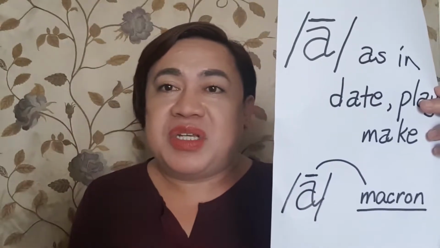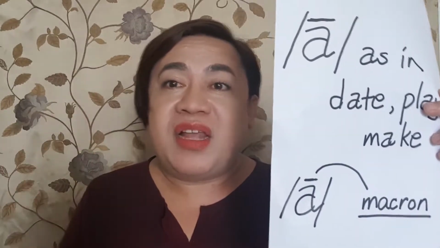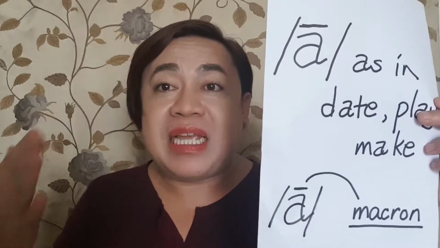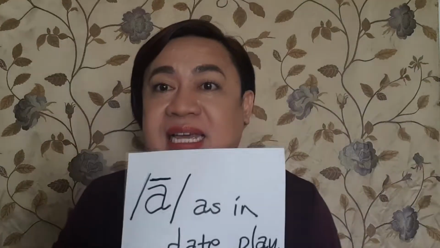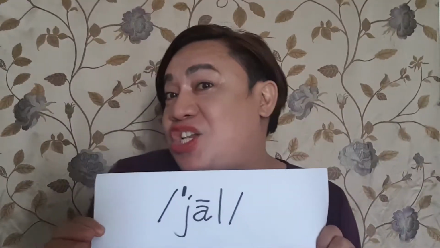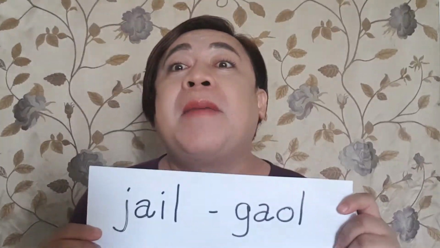Again, in the pronunciation guide, if you see that the lowercase letter A has a macron on top of it, the pronunciation is A. Hence, the pronunciation jail. Again, they both mean the same thing, prison. Okay?